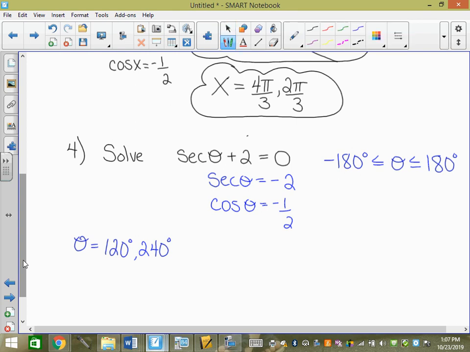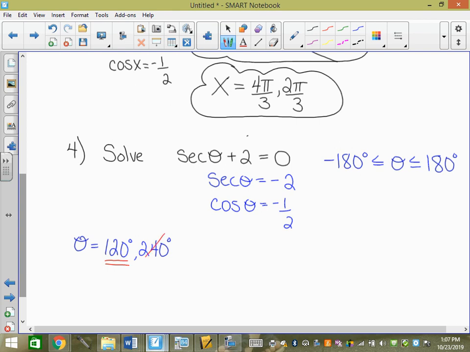120 fits. Between -180 and 180, it fits, because -180 to 180 is just -180 to 0 and then 0 to 180. That's all it means. So 120 fits. If I add 360, it goes up to 480, too big. If I subtract 360, it goes to -240, too big. So 120 is the only one that's going to work. That's coterminal, right?